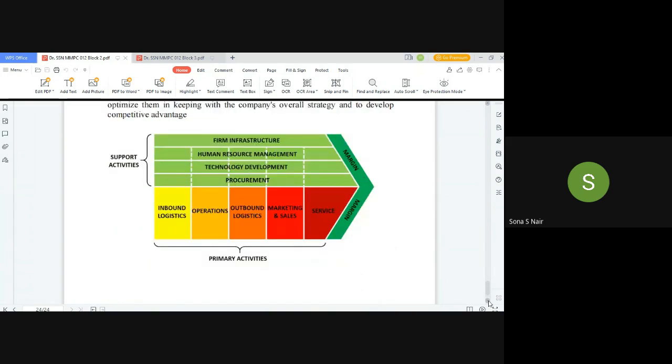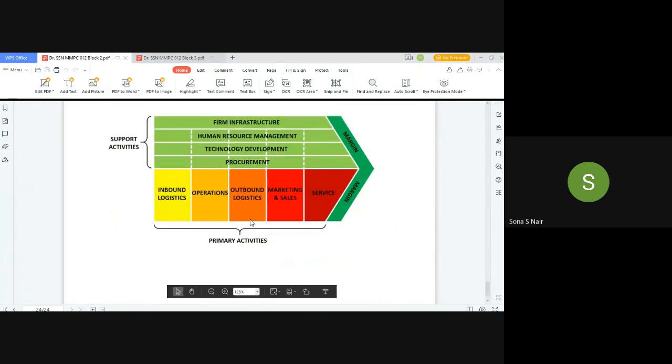And this is a depiction of the value chain framework. There are primary activities which start from inbound logistics, meaning the raw material being brought in, and then the operations where the material is produced. Outbound logistics means the material is sent for distribution. Marketing and sales is an integral part of that value chain framework, and services are provided after the sales of the product.